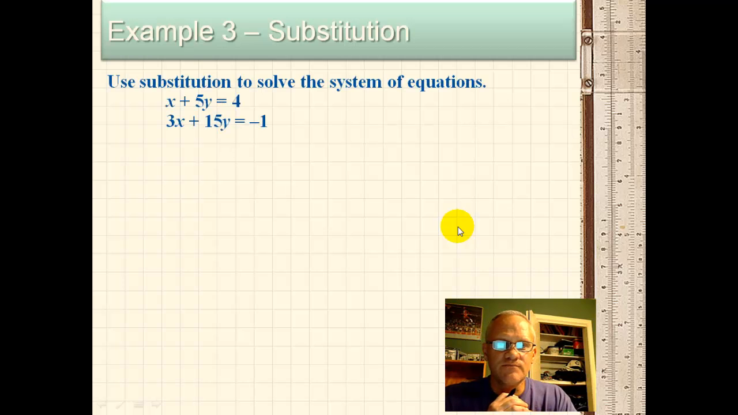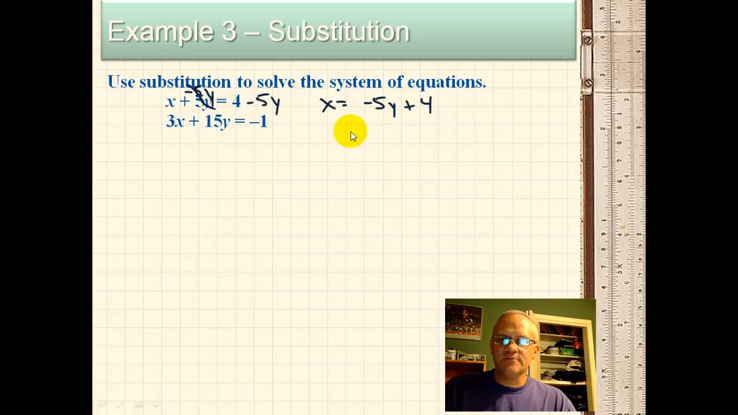How about this one? Which x or y do you think you'd like to get by itself? What do you think? What do you think, Grant? Do you say the x on the top one? That's it. Yeah, let's do that one. So minus 5y on both of them. So I'm going to have x equals negative 5y plus 4.